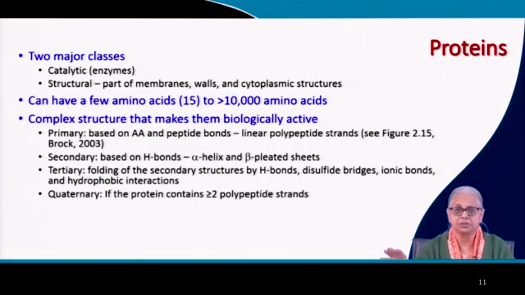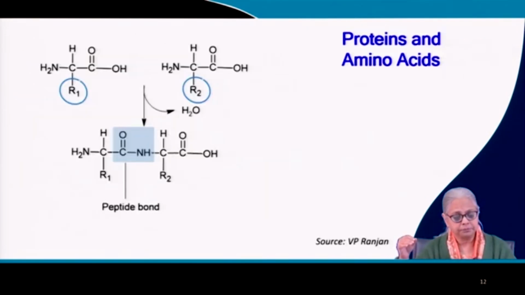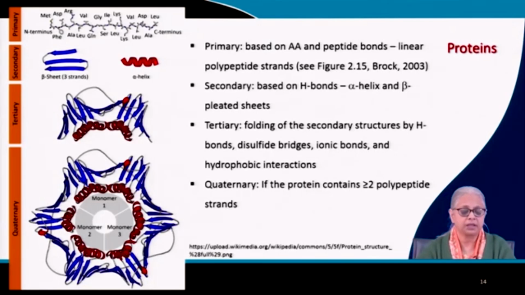So this is the primary structure. This is the nature of the primary polypeptide strand. It's a linear polypeptide strand. Now the bioactivity is based on the folding of these molecules, and I've already mentioned to you that you have helix structures and pleated structures. Let me show you something about that. So these are the higher level structures of proteins.